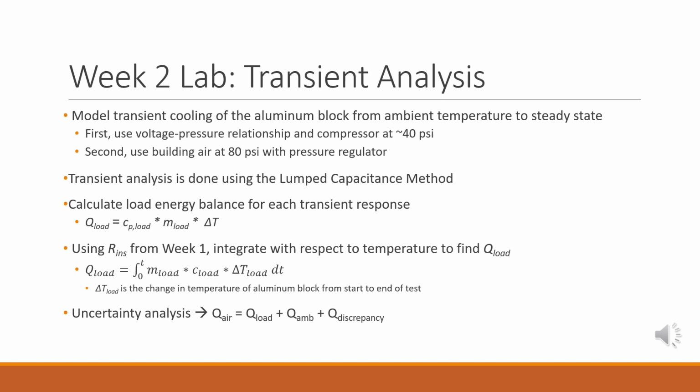And then lastly, Q discrepancy will be found and the system modeling capabilities will be judged again, and the low temperature values will be compared for the transient and steady state tests. And then the uncertainty analysis will also be done based on the equation shown, which will include the calculated discrepancy.